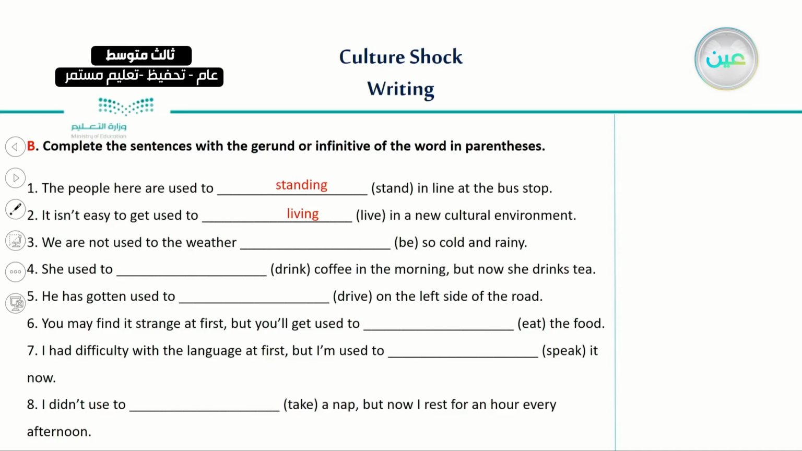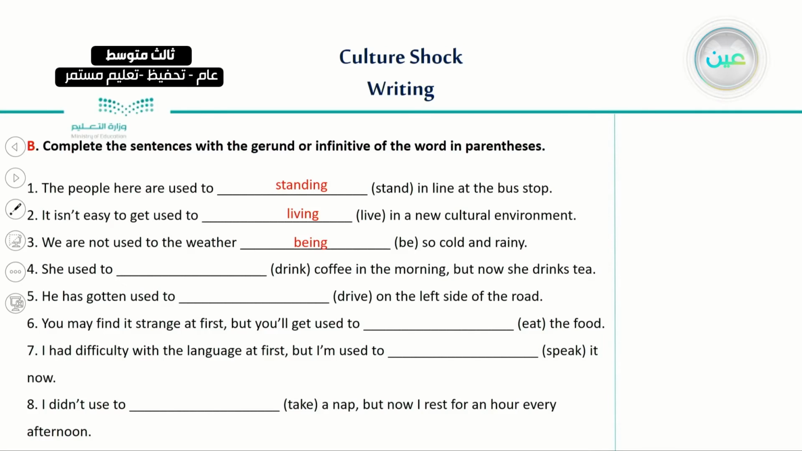Number 3, we are not used to the weather blank be so cold and rainy. So what should we answer here? Should we use the gerund of the verb be or the infinitive? Very good. The answer is gerund, which is being. So let's move on to number 4.